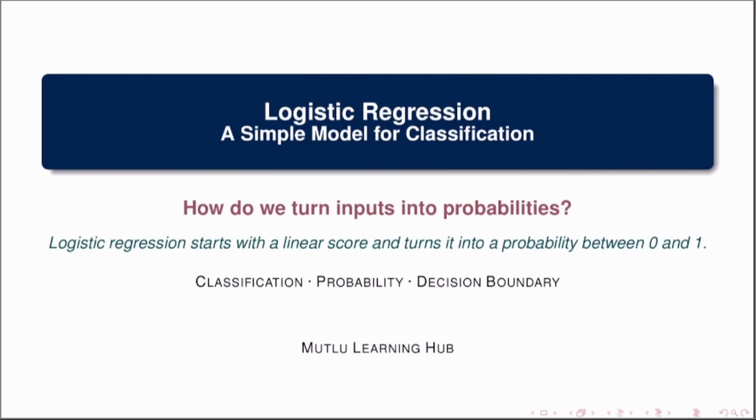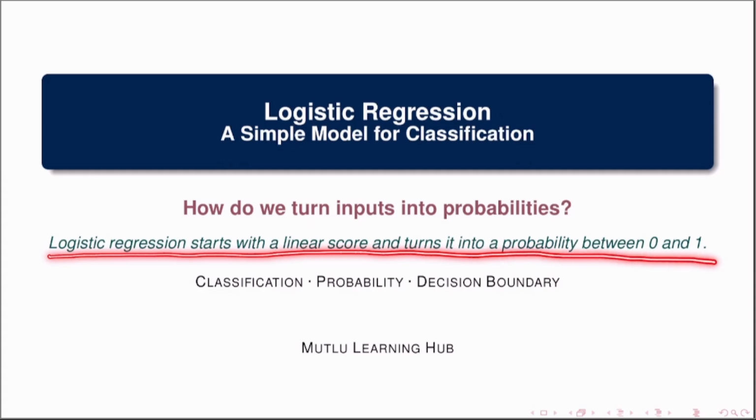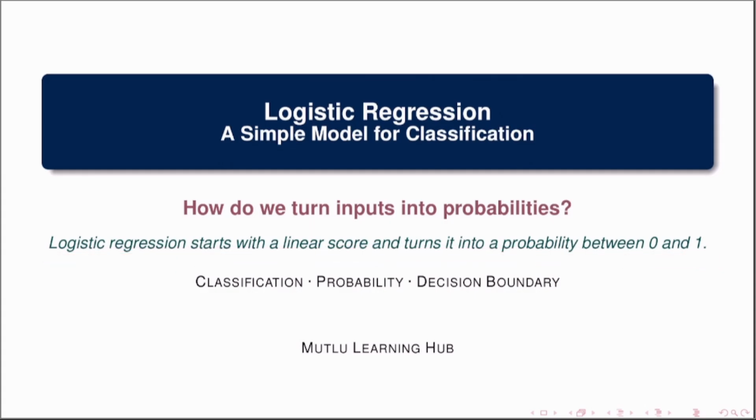In this video, we are going to talk about logistic regression, one of the simplest and most important models for classification. The key idea is this: how do we take inputs and turn them into probabilities? Logistic regression starts with a linear score and then transforms it into something between 0 and 1. By the end, you'll understand how it works, why it works, and when to use it.